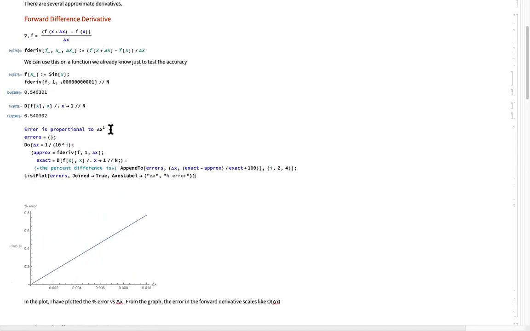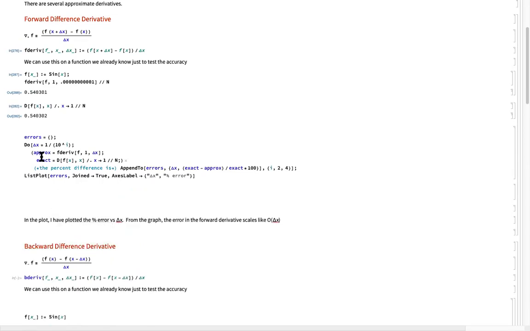There you go. So what I've done here is written a little loop to explore the effect of having different sized delta x's. I made an array called errors, and then we're going to go through a loop, and in each iteration of the loop, we're going to make delta x smaller and smaller. It's going to start out as 0.01, then 0.001, then 0.0001, then 0.00001, you get the idea.